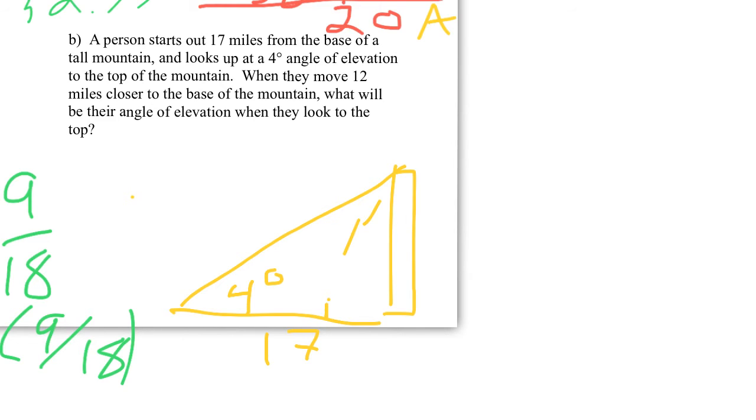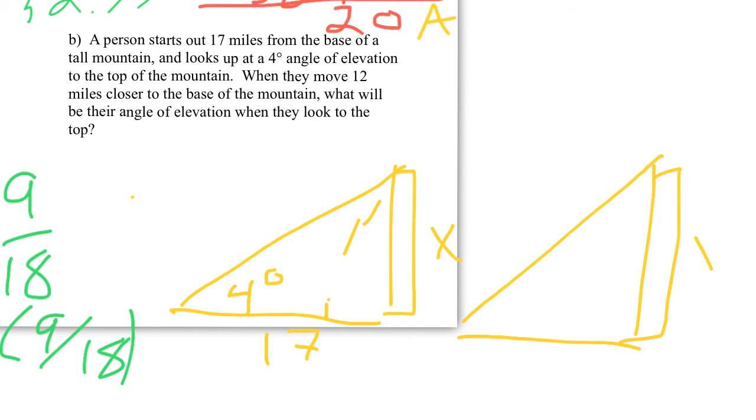I'm going to treat this as two separate triangles instead of looking at this once. I'm going to show this second mountain. So we have the same mountain. It's going to have the same height. We don't know what that height is yet. We don't know what that angle of elevation is yet. But 12 miles closer from 17 is going to be 5 miles. Our goal here is going to be to figure out this angle of elevation. And to figure out this angle of elevation, I need to know what x is. To figure out what x is, I'm going to use the information from the other triangle to get that information.